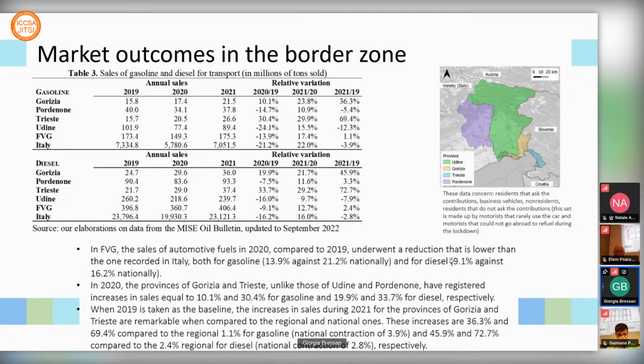1.1% for gasoline, and 45.9% and 72.7% compared to the 2.4% at regional level for diesel, while at the national level there is a contraction of 2.8% for diesel and a contraction of 3.9% for gasoline.